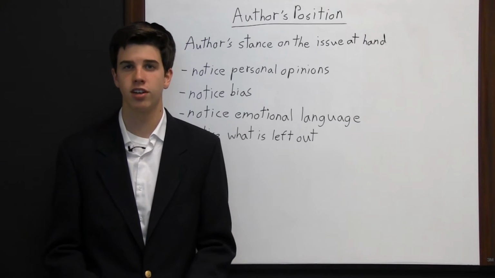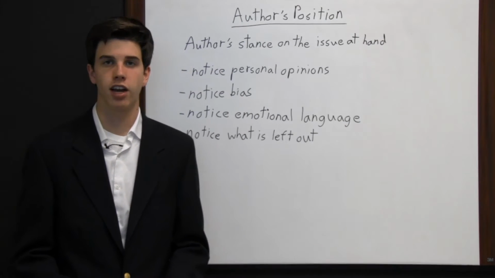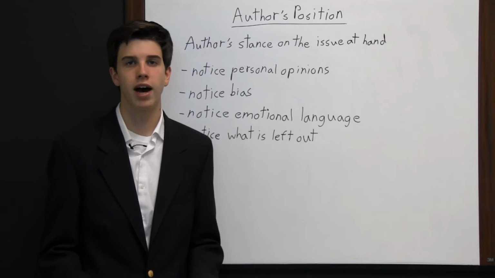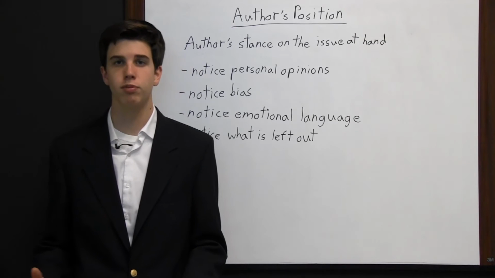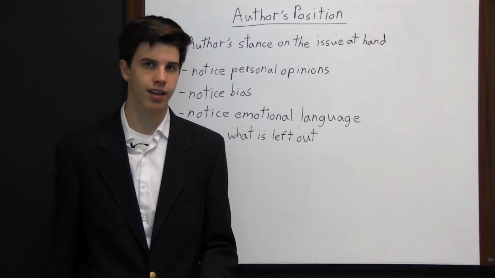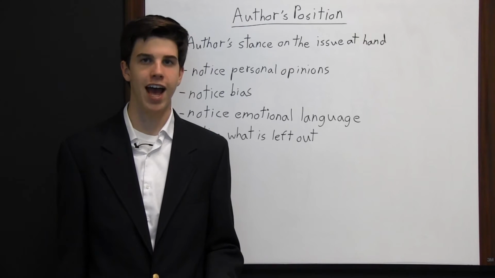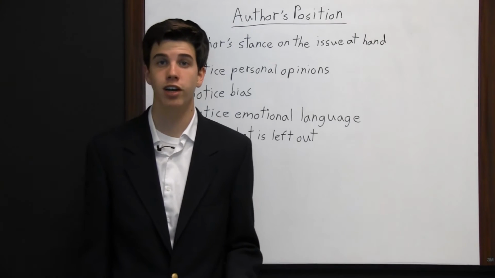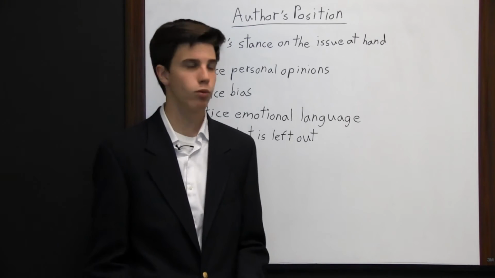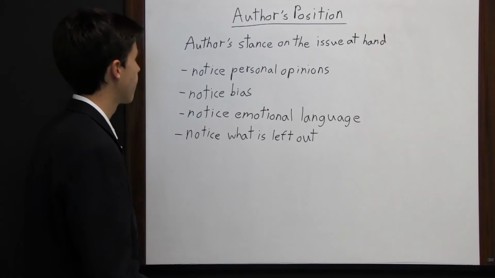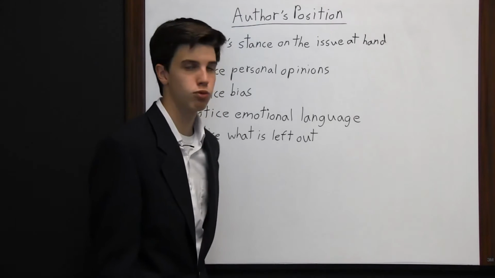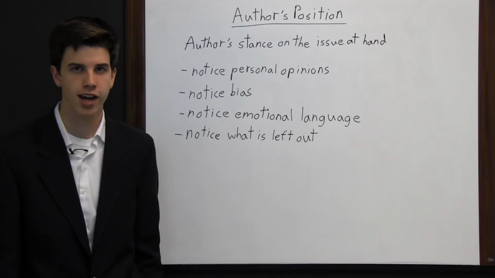Noticing an author's position is very vital to understanding a piece of writing, because every writer is going to have a personal bias, or they're going to have a certain position on whatever they're writing about. So the way they portray something in their writing may not be totally accurate. So it's vital that you as a reader understand the author's position so that you can better understand their work of writing. So first of all, the author's position is basically their stance on the issue at hand. It's what they believe about the issue they are writing about.